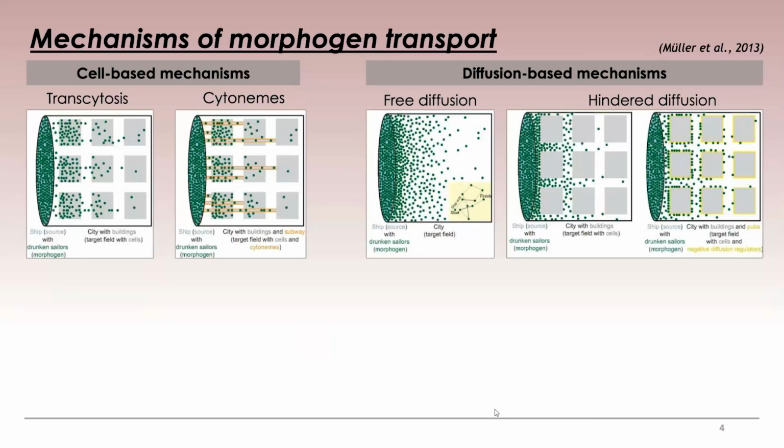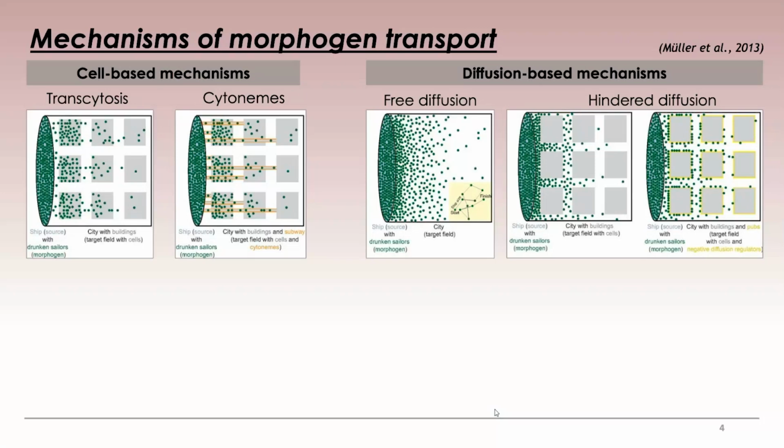For cell-based, I've listed here transcytosis and cytonemes. So these are mechanisms of transport that are guided by molecular interactions. So cytonemes, for example, act like train tracks that transport morphogens from cell to cell. And it's a very targeted mechanism.